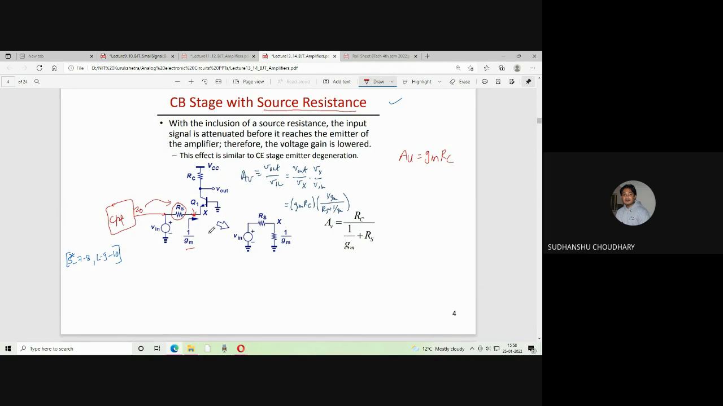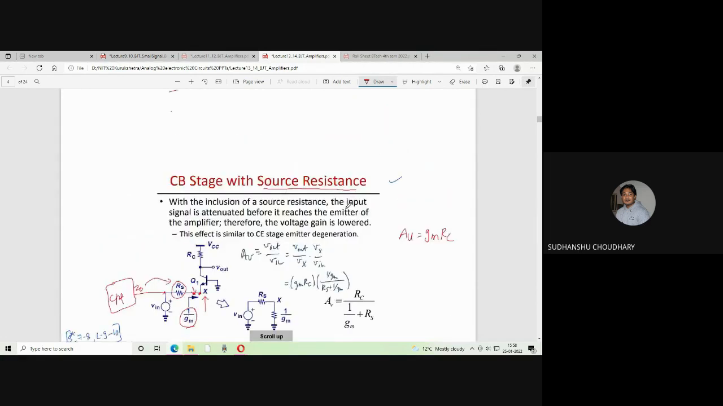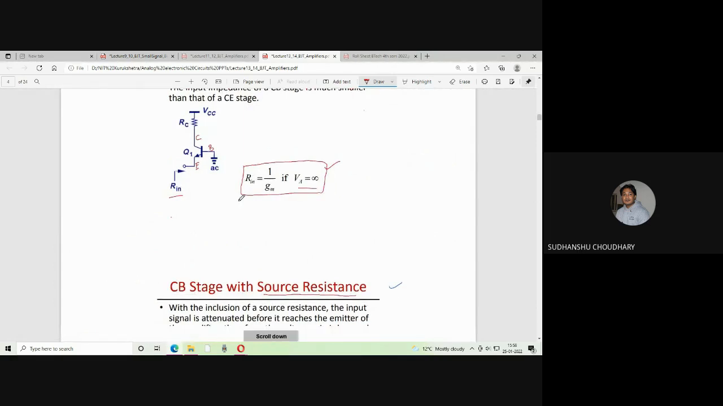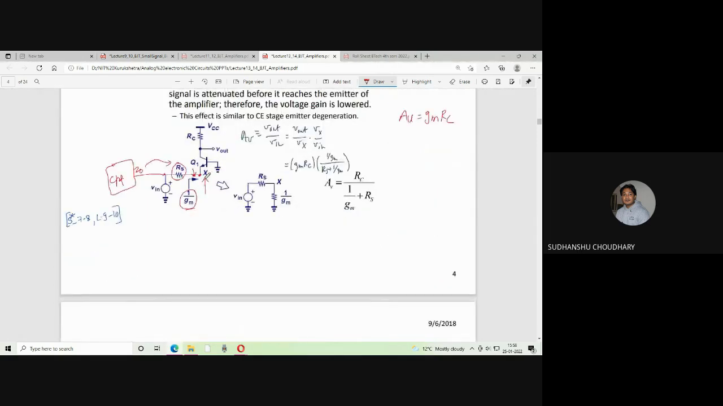For finding out the effect, let us say that this point is X. Looking into this point X, the impedance was 1/gm. We had calculated that looking into the emitter, the impedance is 1/gm. So we mark that looking into this emitter, the impedance is 1/gm. Then this 1/gm is in series with Rs.